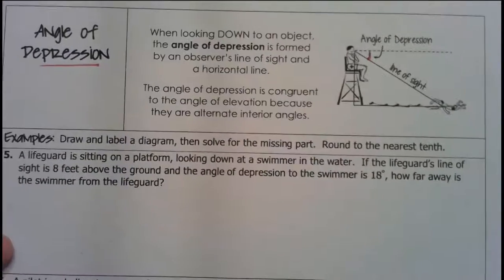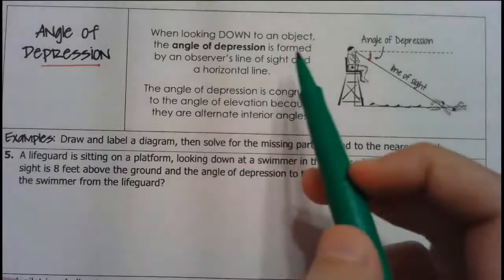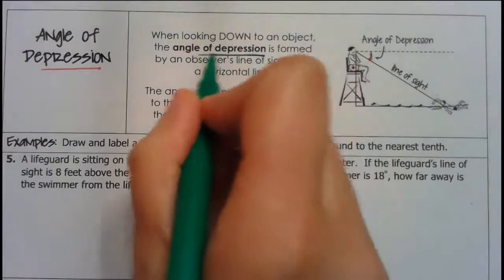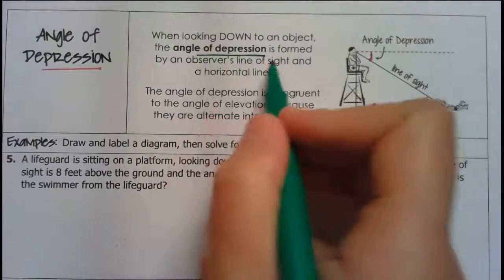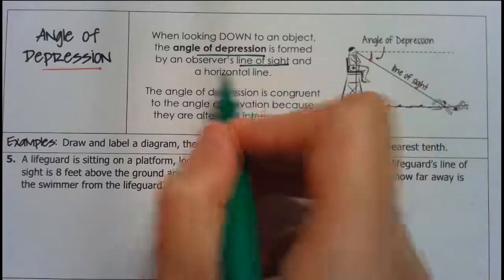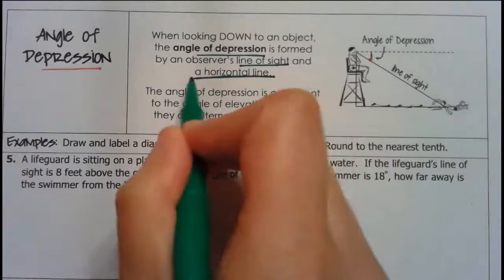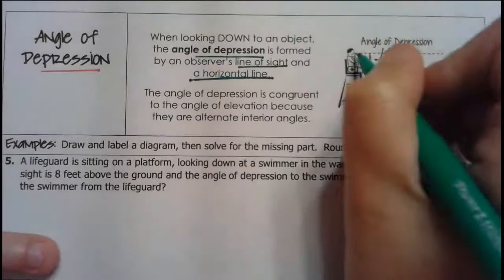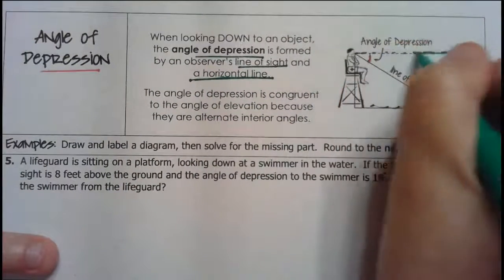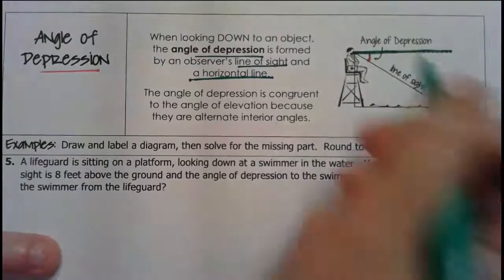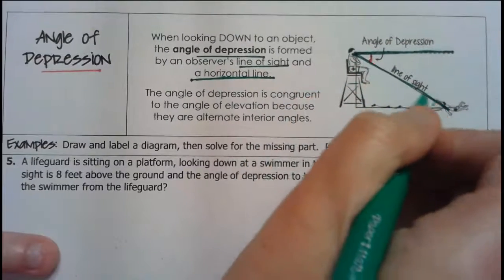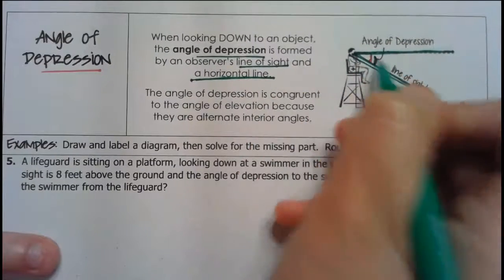Let's look at angle of depression now. When looking down on an object, we get the angle of depression. It's formed by the observer's line of sight and a horizontal line. So that means if I'm looking straight forward and what I'm looking down at, this is that angle.